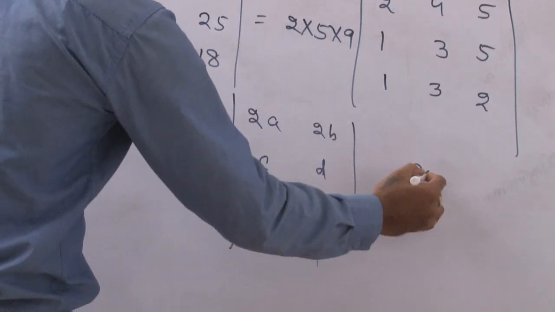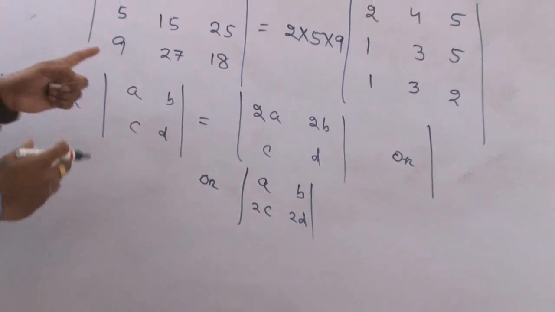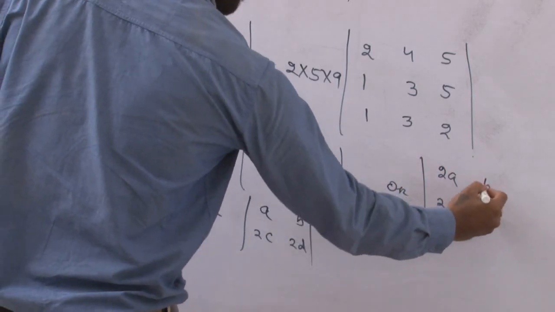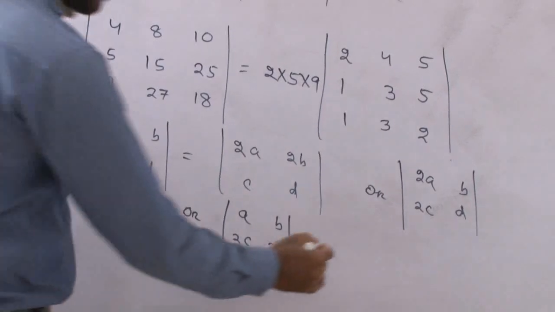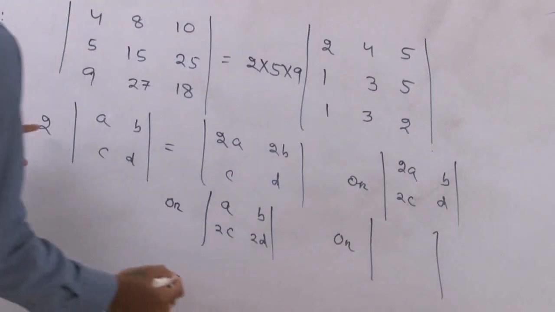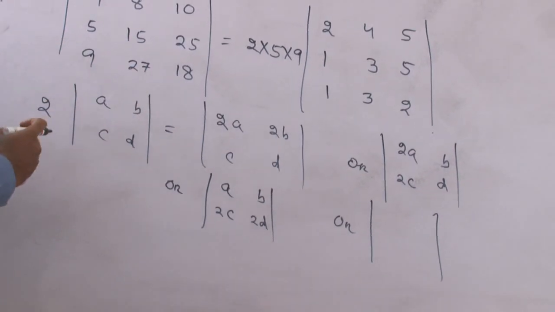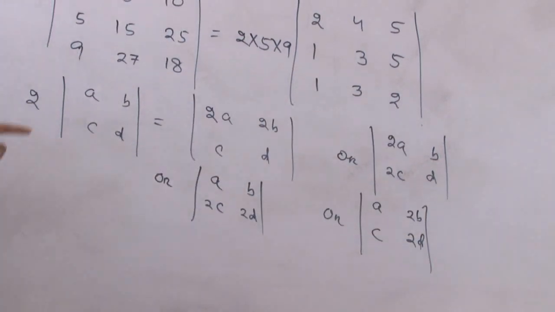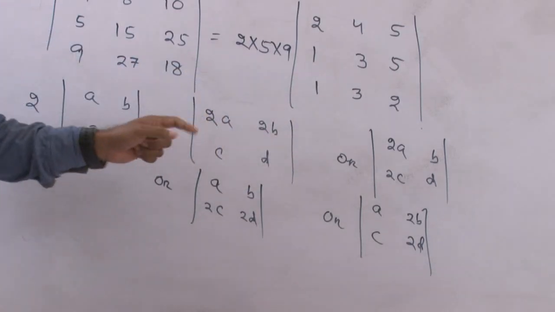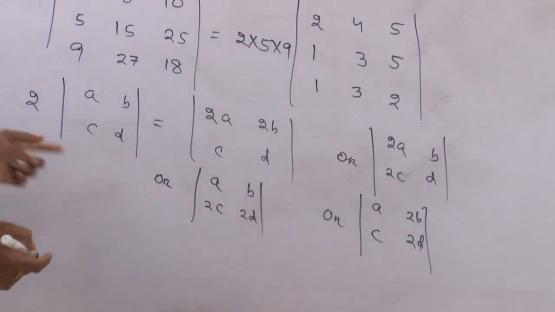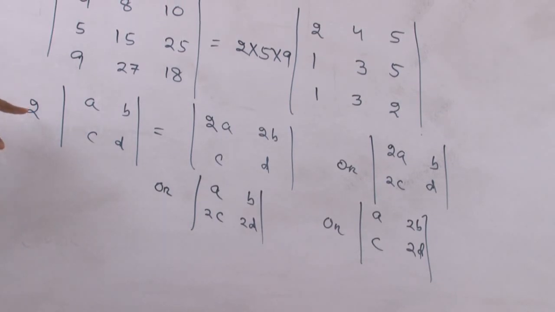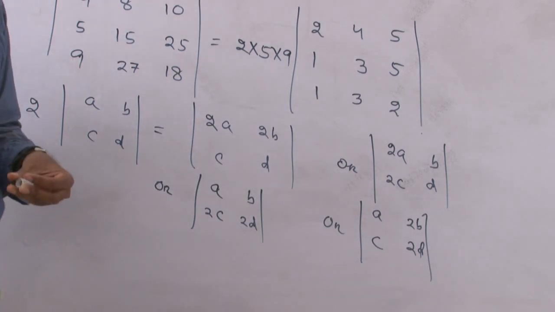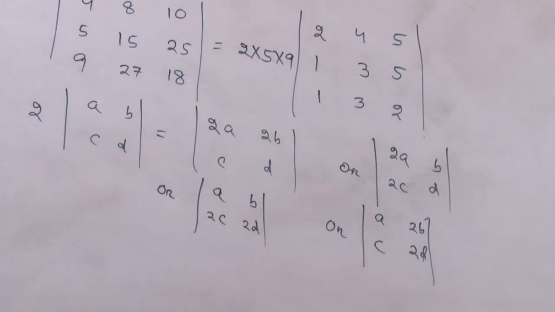Or if we multiply the first column, then we get the result 2a, 2c, b, d. This is also your answer. Or if we multiply the second column, we get a, c, 2b, 2d. This is also your answer. So here there are 4 possible answers. You can write any one of them. So when a scalar is multiplied to a determinant, it is multiplied to any one row or column. So this is property number 4.